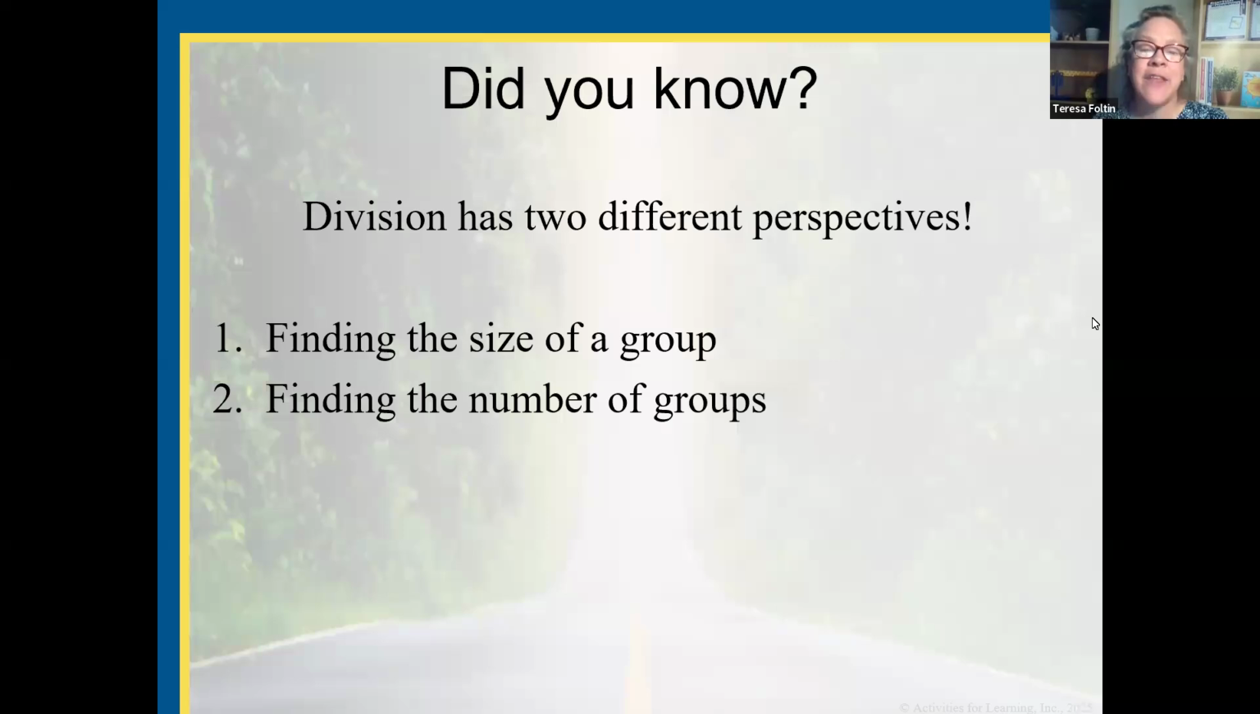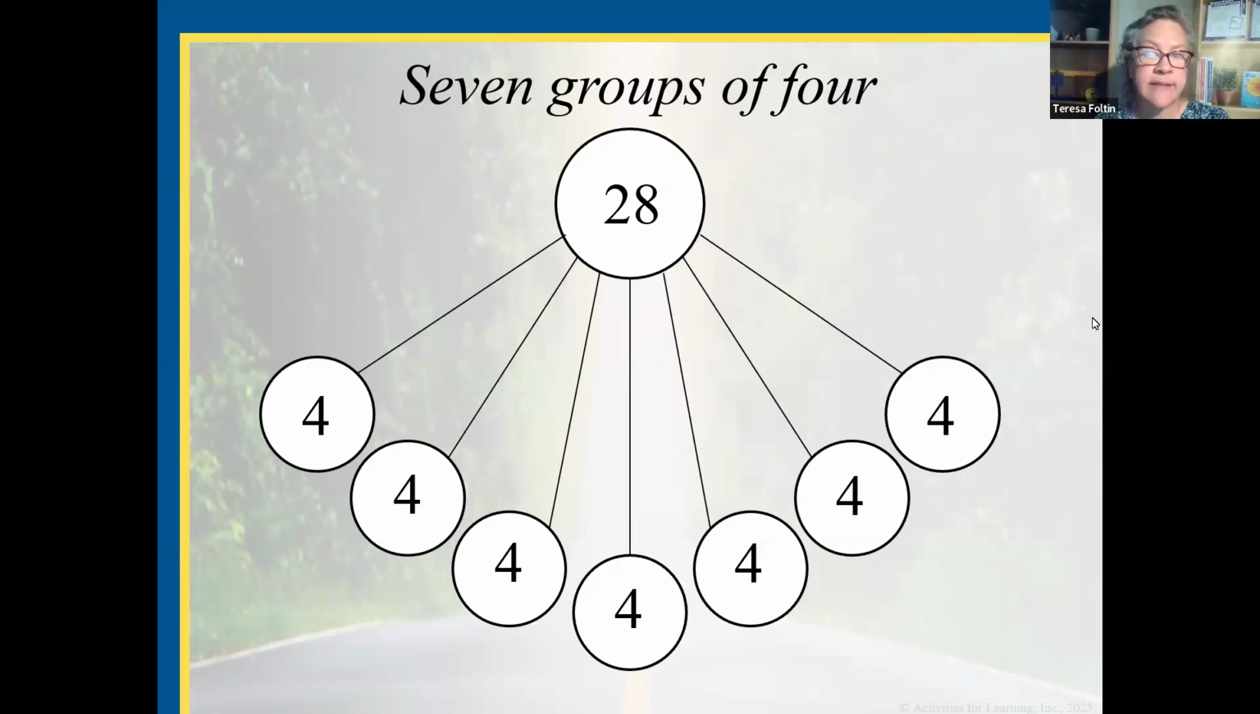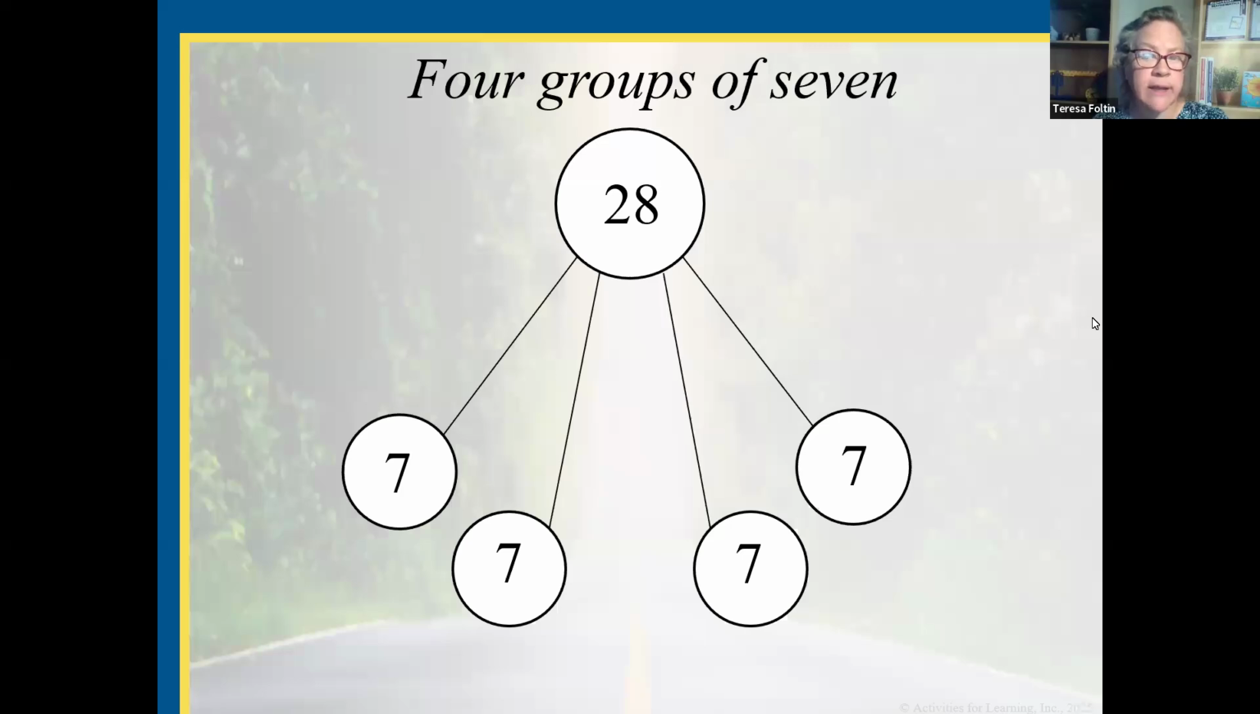Did you know that division has 2 different perspectives? Lots of times people don't even think about this, but one is finding the size of a group, and the other is finding the number of groups. So here is an example of the first one, 7 groups of 4. I'm using a part whole circle to illustrate that there are 7 groups. There's 7 little circles, and there's 4 in each of those groups. This next one is just an example of 4 groups of 7, right? So just the flip-flop of that.